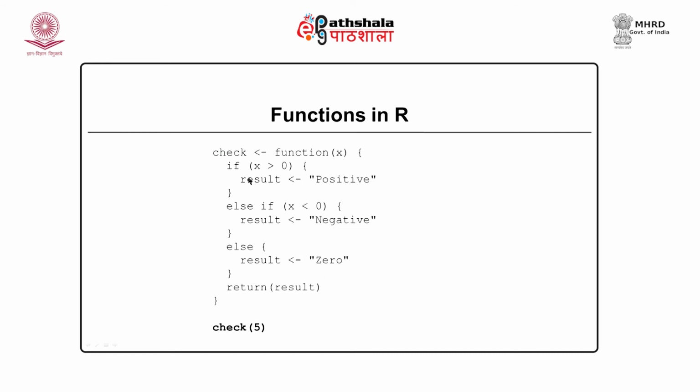So, the body of the check function contains different if conditions. If x is greater than 0, positive is stored in result. If x is less than 0, the string negative is stored in result, else the string 0 is stored in result, and finally, we are returning the result variable to the calling part of this function. Here we have used else if. So, there is an if condition, else if, and finally, there is an else part of the conditional statements.